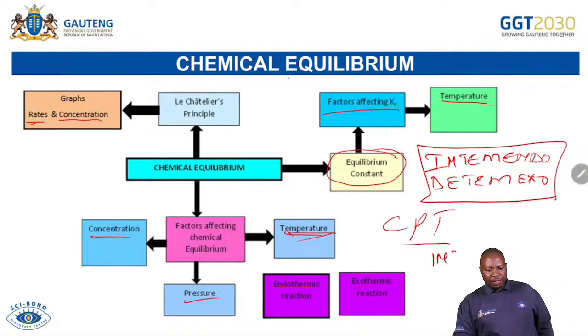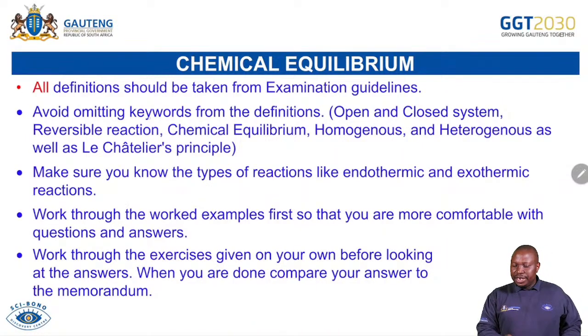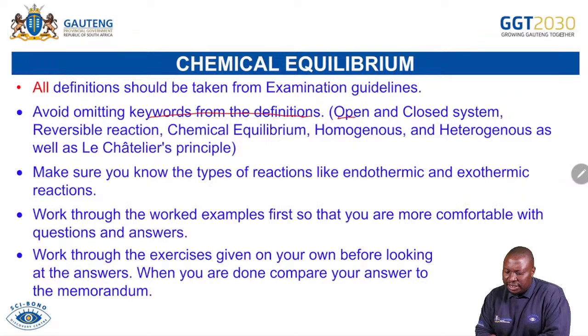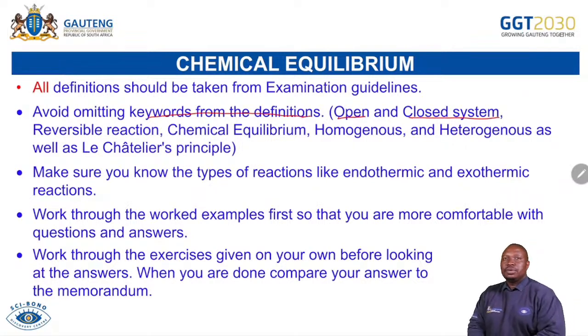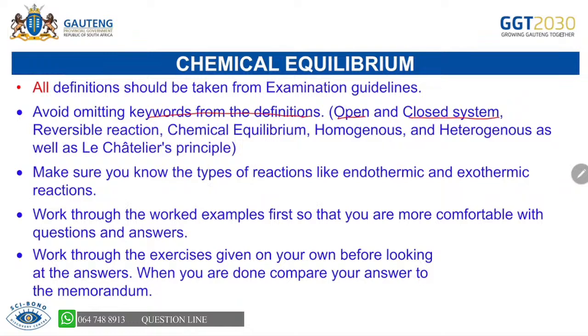Now, with no wasting of time, we're saying avoid omitting keywords from the definitions. Remember, we have definitions like open system and closed system, where we're saying the open system interacts with its environment, while a closed system is isolated from its surroundings. And now a reversible reaction, we are saying the products can be converted back to the reactants.